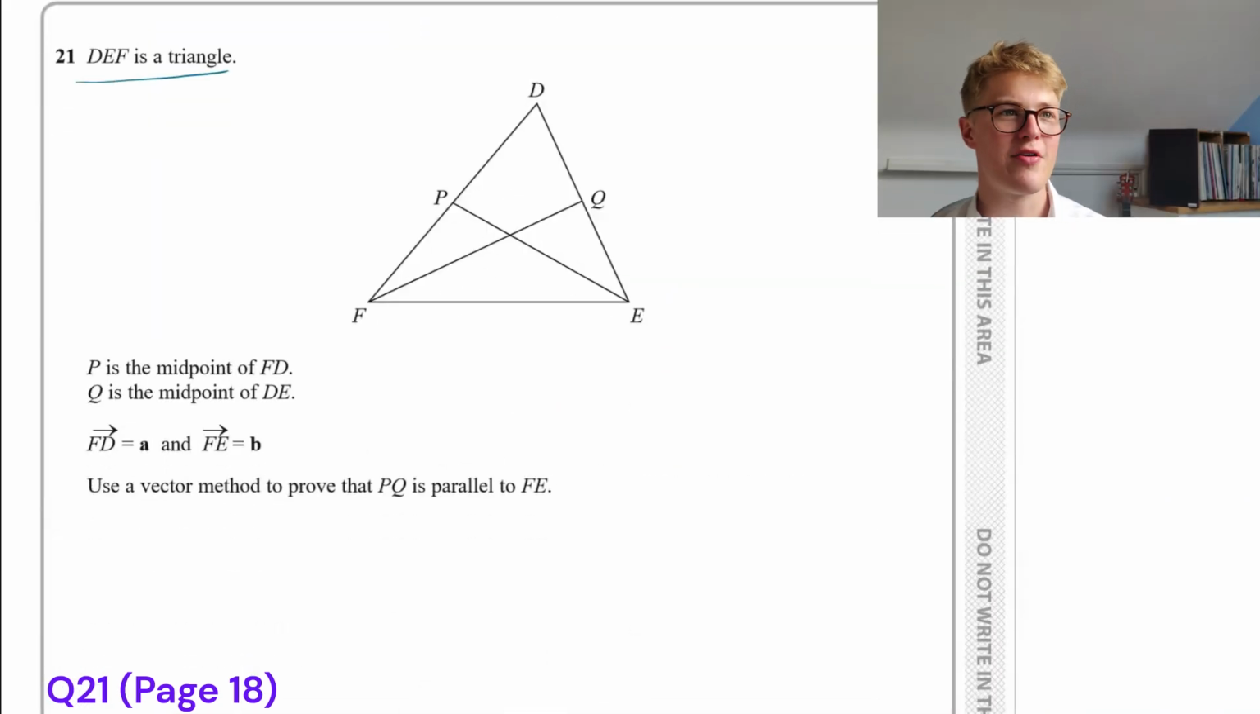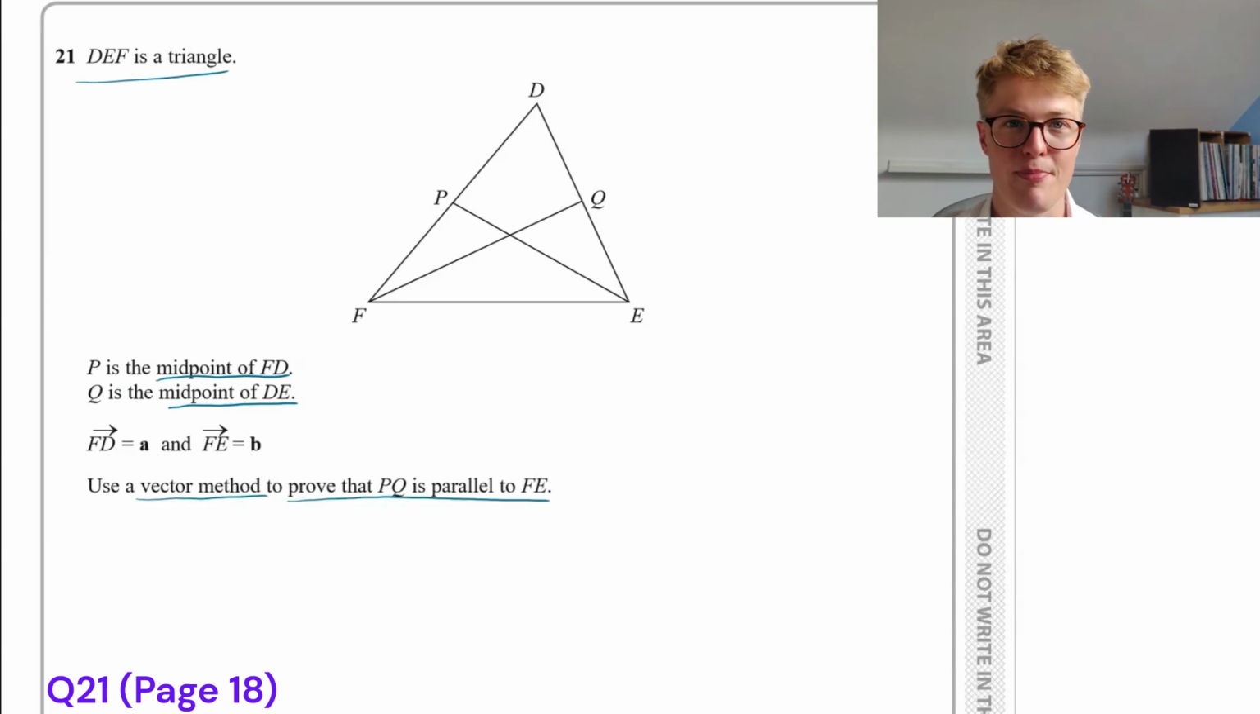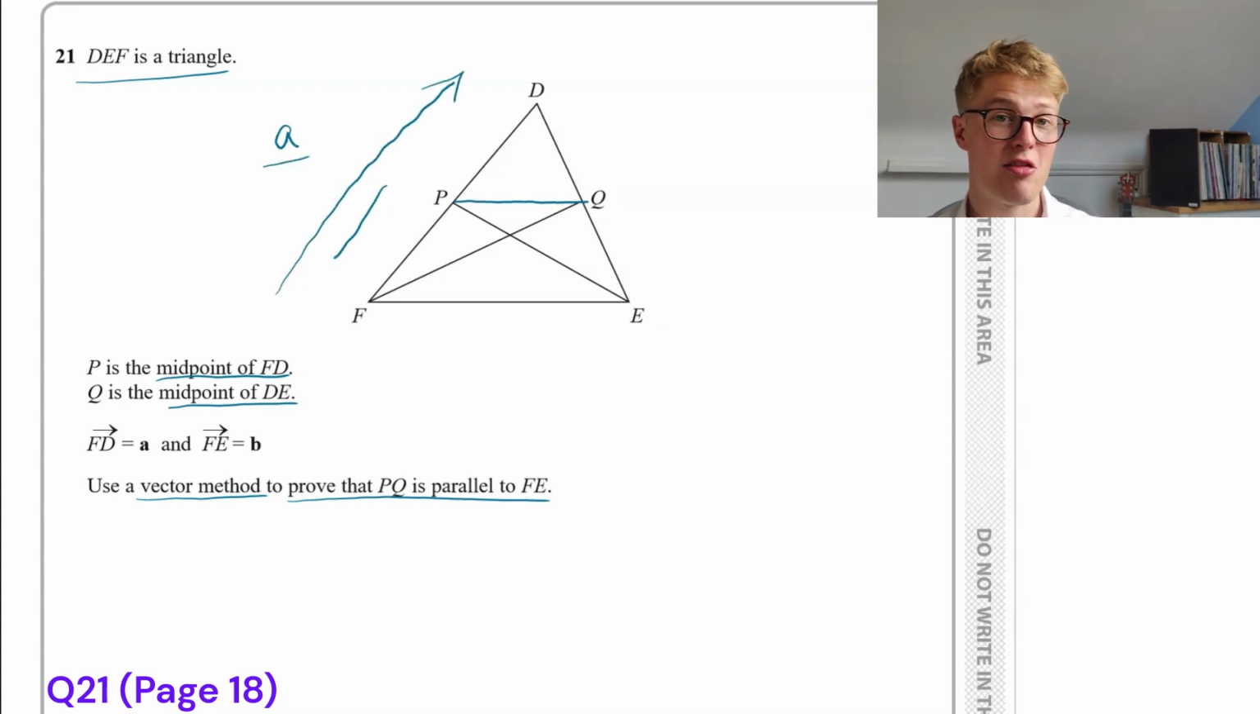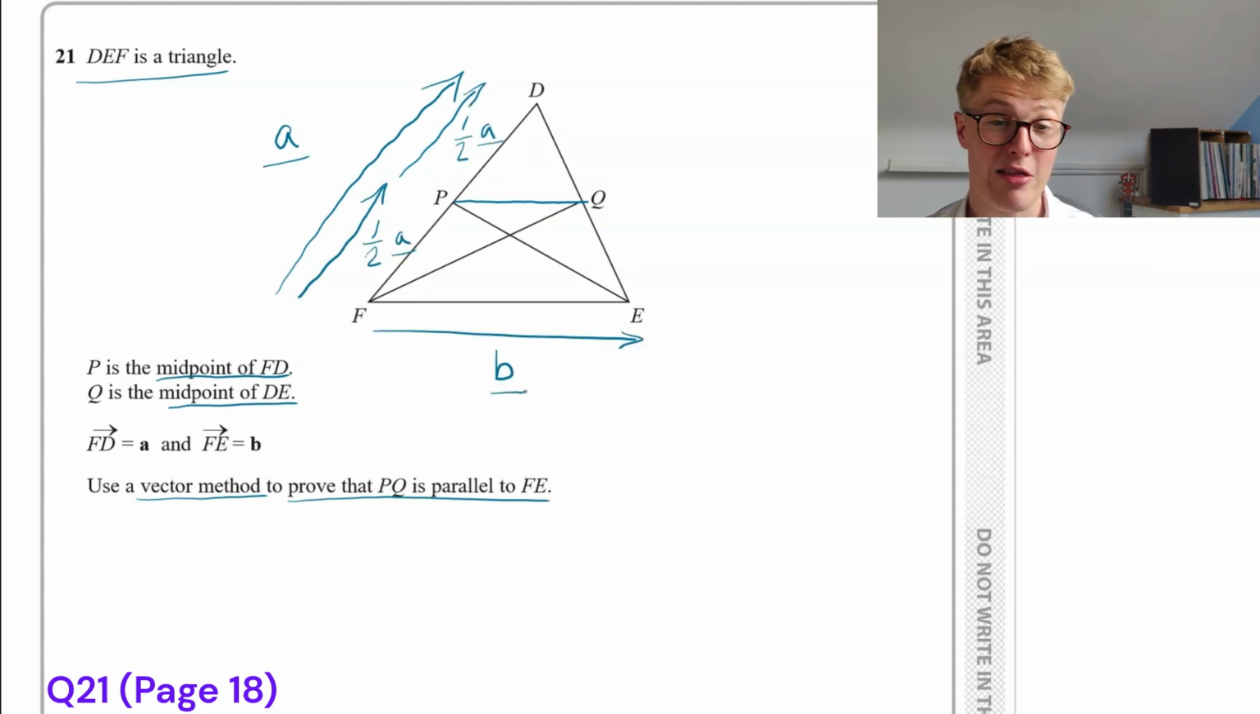DEF is a triangle. P is the midpoint of FD, Q is the midpoint of DE, FD is equal to A, and FE is equal to B. Use a vector method to prove that PQ is parallel to FE. So the first thing to do is draw the line between P and Q so we know where it is, and then we can draw on the vectors we're given in the question. So we know that FD is going to be A and FE is going to be B.